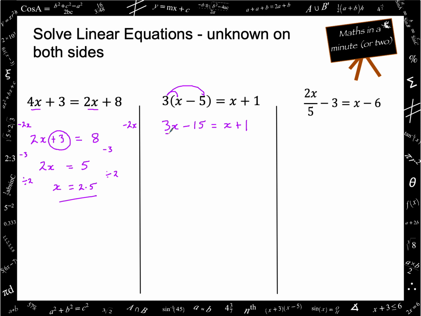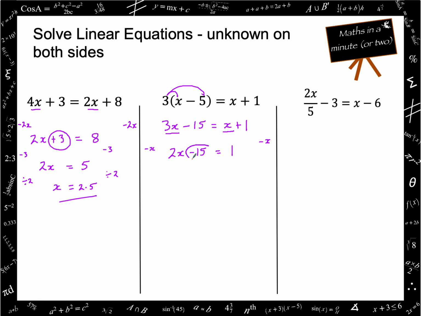Okay, now we'll look at the x's. I've got 3 over here and 1 over here, so the most I can take if I'm taking the same would be 1x, so I'm going to take an x off both sides. So 3x take x gives me 2x, and the minus 15 hasn't been affected. And on the right hand side I've taken the x away, so I'm just left with the 1.